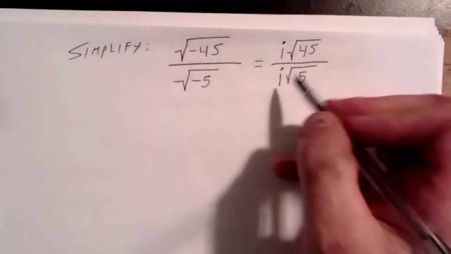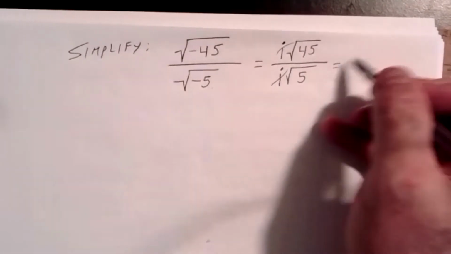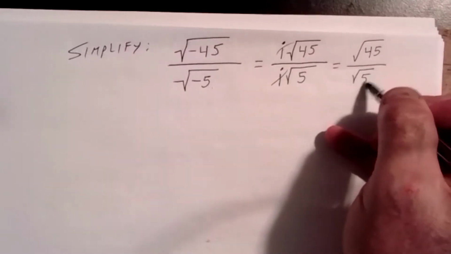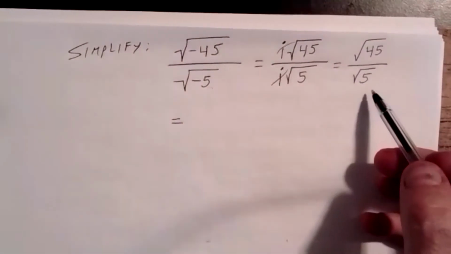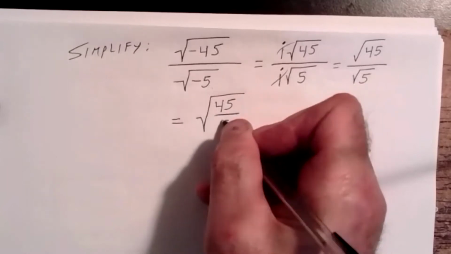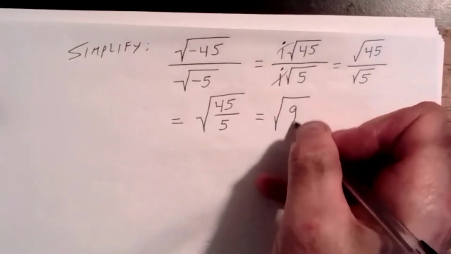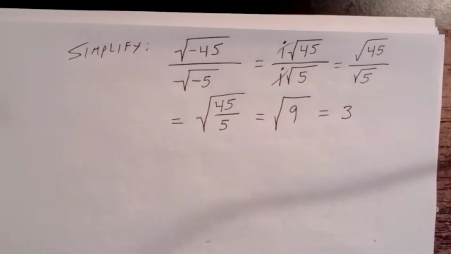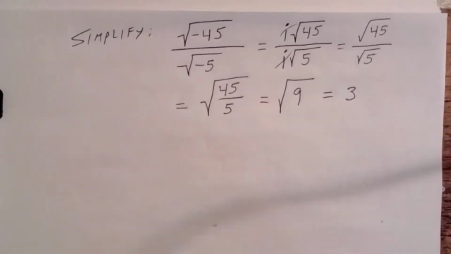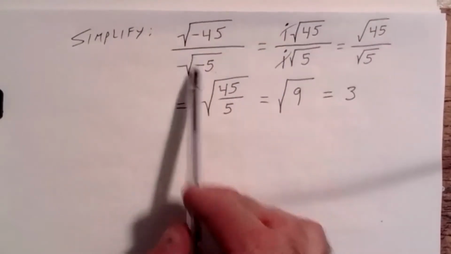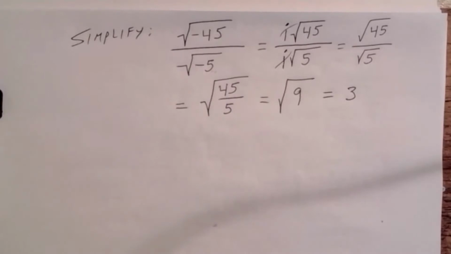These i's will reduce now, and then we're left with just the quotient of two real numbers, the square root of 45 over the square root of 5. Now we can use the quotient rule of radicals and rewrite this as the square root of 45 divided by 5. And this simplifies to the square root of 9, which simplifies down to just 3, and that would be your answer. So again, try not to forget, when you have a square root of a negative, always bring i out first, and then it's times the square root of the positive of that number. Bring out i first, and then take care of your operations.